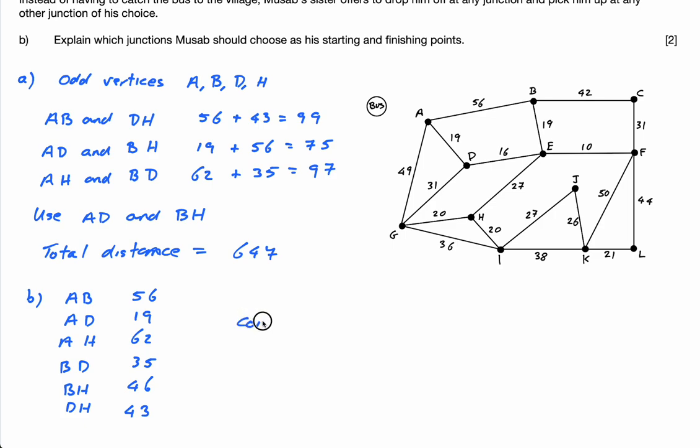So I'm going to connect A to D. So I'll connect A and D here. So if they're connected, the question says, which junctions should he start and finish? So he should start and finish at the other two odd ones, which are B and H. B and H. And it doesn't matter which. He could start at B and finish at H, or he could start at H and finish at B. Okay, that's it, finished.